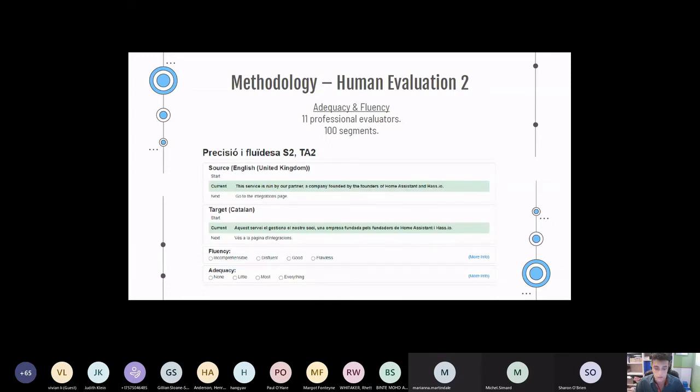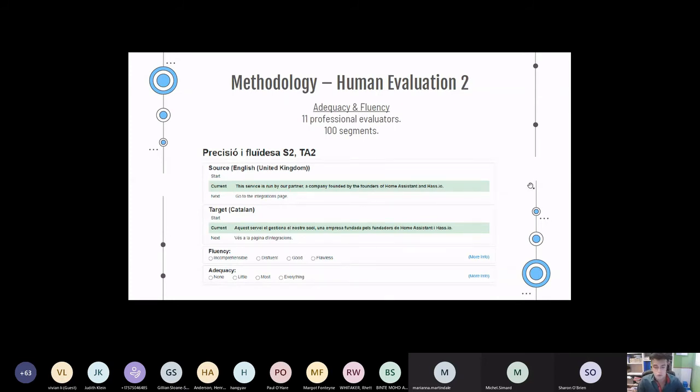First of all, for fluency we could choose incomprehensible, disfluent, good or flawless. And regarding adequacy, we could evaluate them as none of the meaning is preserved, little of the meaning is preserved, most of the meaning is preserved, and everything was preserved in the raw output translation. After doing these two human evaluations, we obtained user perception and a human quality evaluation of our evaluated MT engines.